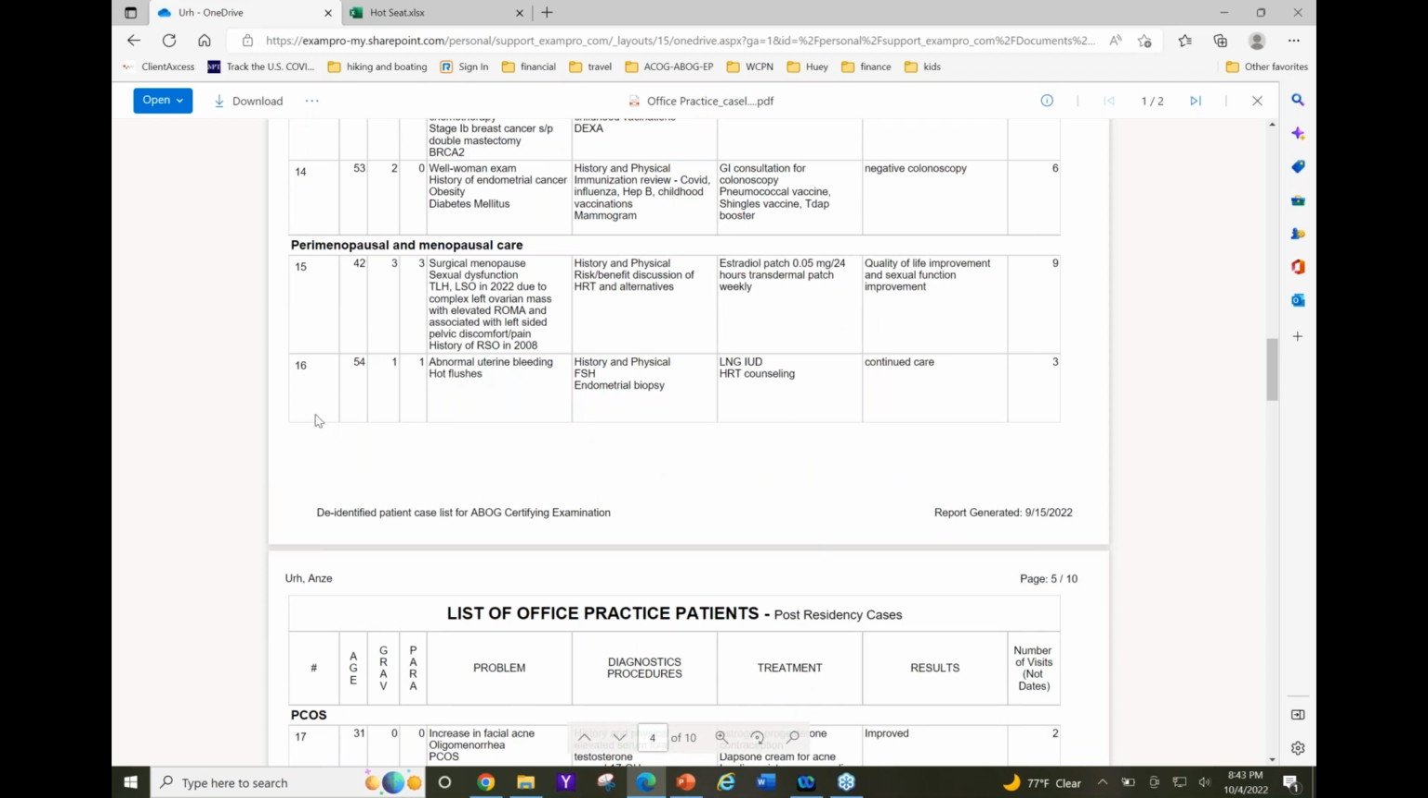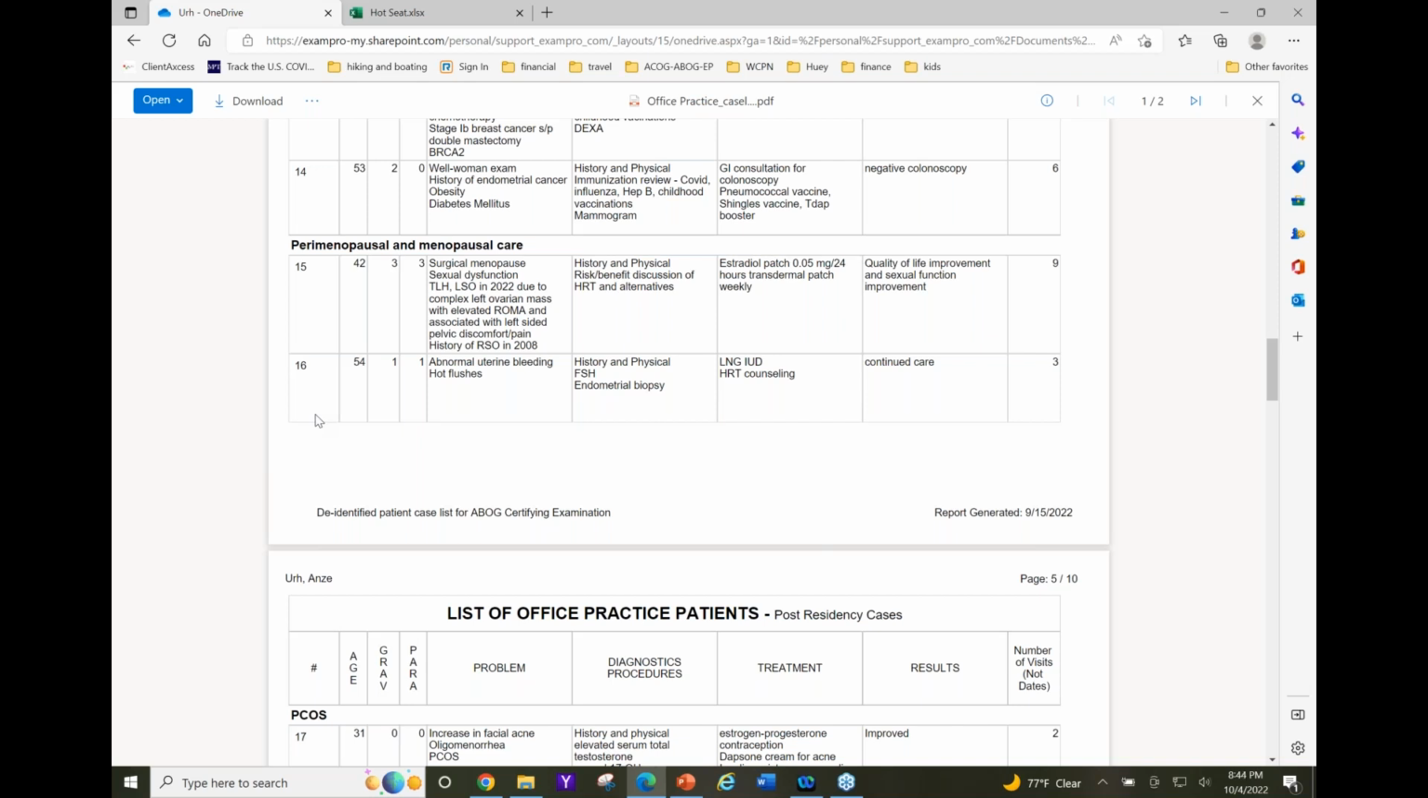All right, let's talk about case number 16. Okay. So this is a case of a patient who is not menopausal. She's perimenopausal. That's correct. Why did you do the FSH? It was per patient request. We were trying to understand if her symptoms were from hot flushes going into menopause or if there was something else going on.